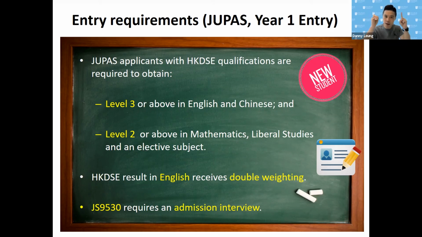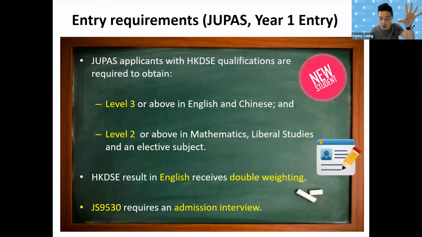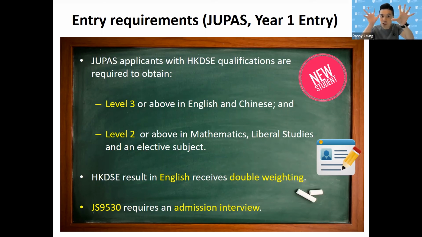We focus on English, and that's why we will give extra points if you perform well in your HKDSE English subject. That's why the HKDSE result in English receives double weighting. If you've got, for example, a level 5 for your English Hong Kong DSE result, you will have 10 points instead of just 5 points in terms of JUPAS admission.